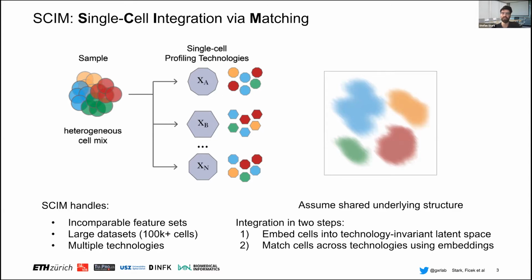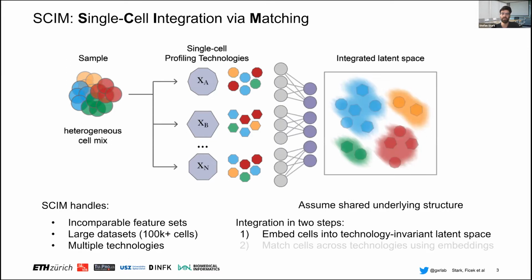Integration proceeds in two steps. In the first step, the shared underlying structure is reconstructed and aligned within a low-dimensional latent space that's invariant to the technology. This means that similar cells profiled by different technologies are placed in close proximity, while the distribution in the space reflects the underlying structure in the sample.